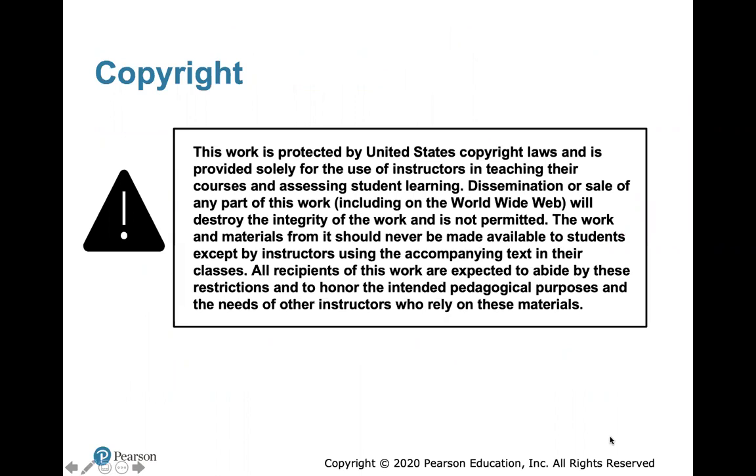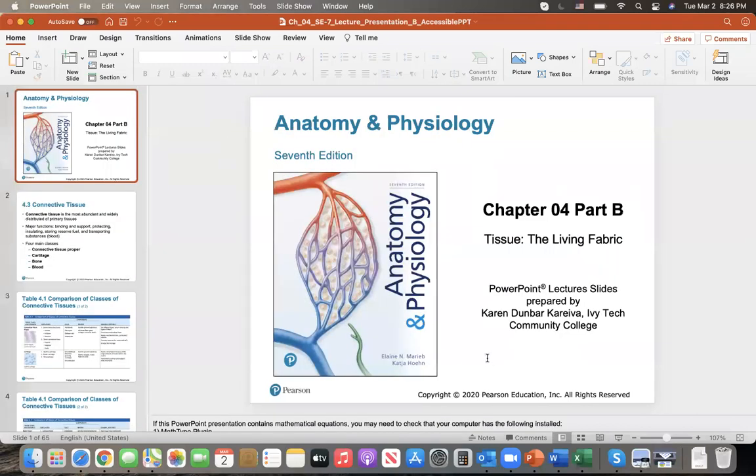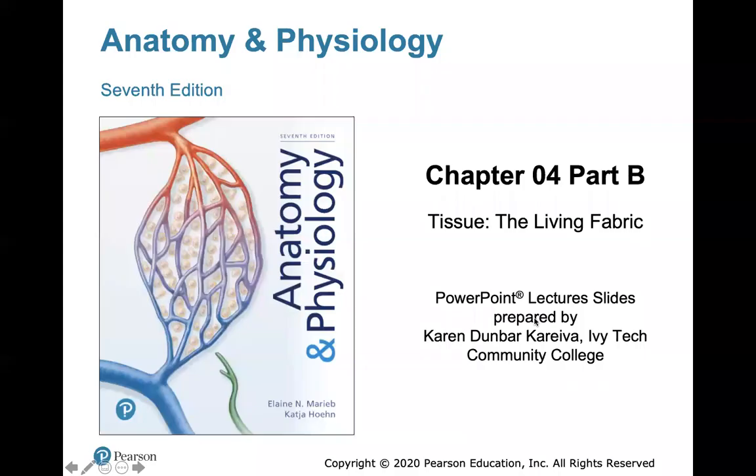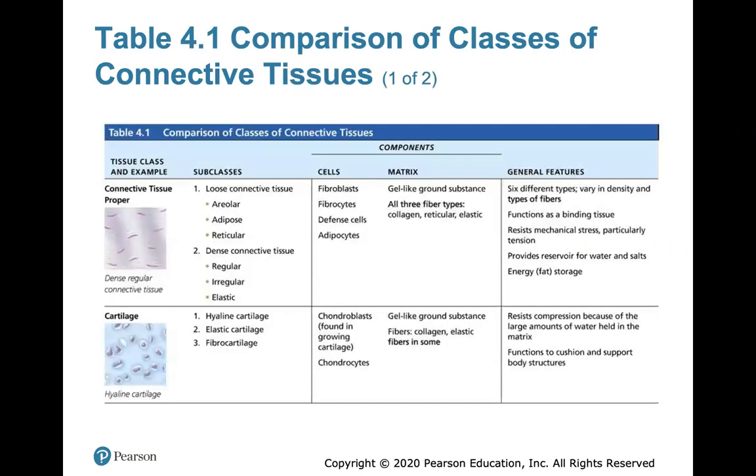So let's move on here to part B, which is a little longer. And again, I'm going through this a little bit quicker because I'm hoping this is kind of a review. We'll go through connective tissue, which is the most abundant and widely distributed. You have connective tissue proper, cartilage, bone, and blood. Basically, connective tissue serves as kind of the catch-all: binding, support, protecting, insulating, and transporting substances like the blood.